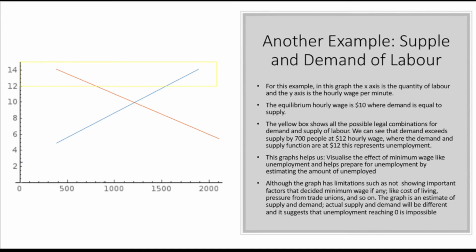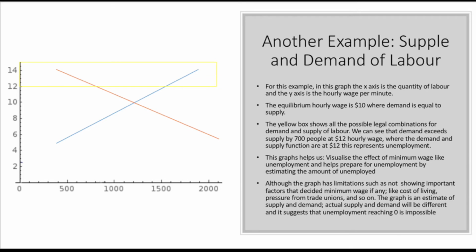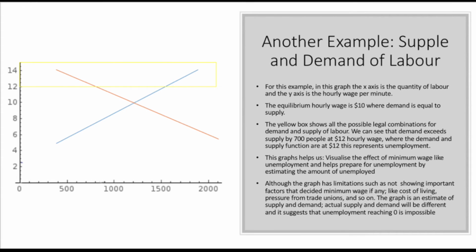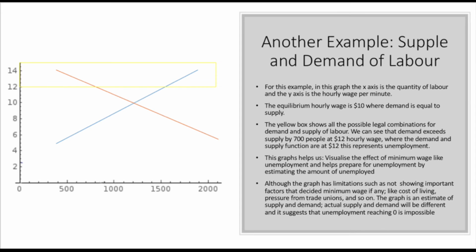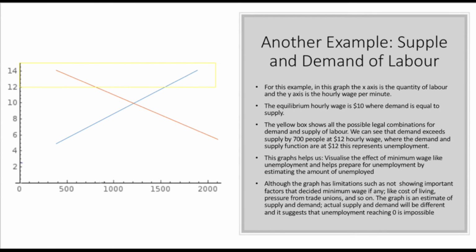Where the demand and supply function are at $12, this represents unemployment. In this graph, it helps us visualize the effective minimum wage, which is unemployment, and it helps us prepare for unemployment by estimating the amount of unemployed. Although the graph has limitations such as not showing important factors that decide minimum wage, like the cost of living and pressure from trade unions, it also is just an estimate of supply and demand. The actual supply and demand will be different, as well as suggesting that unemployment reaching zero is impossible.